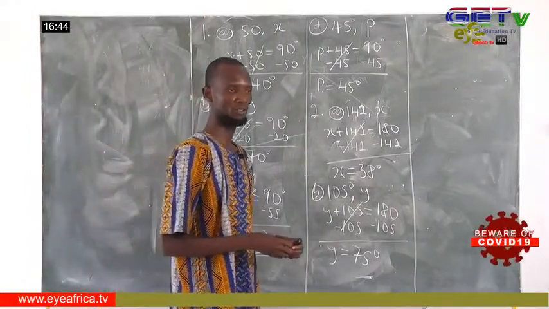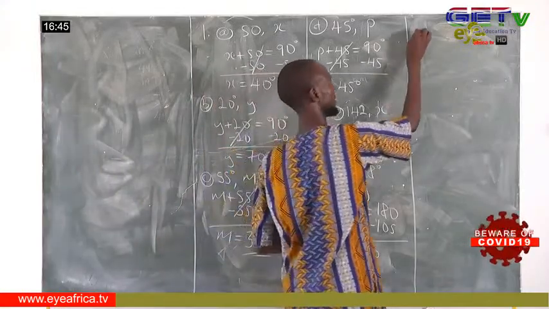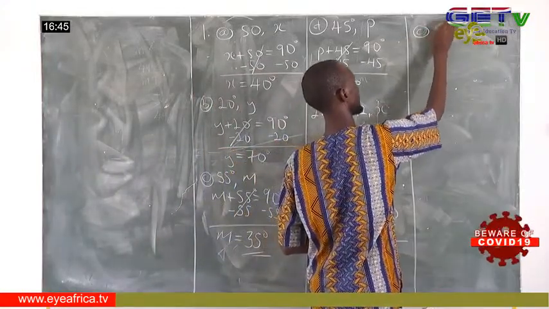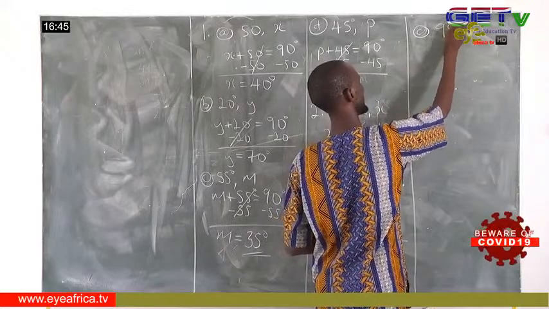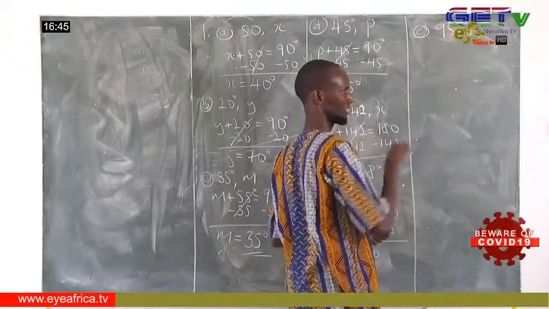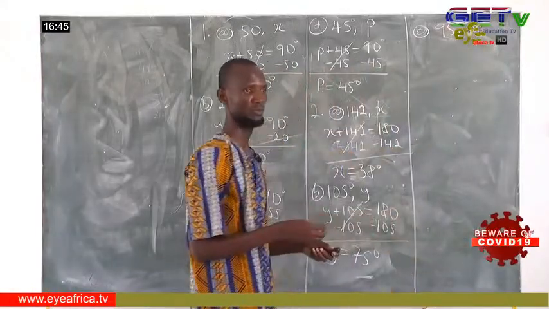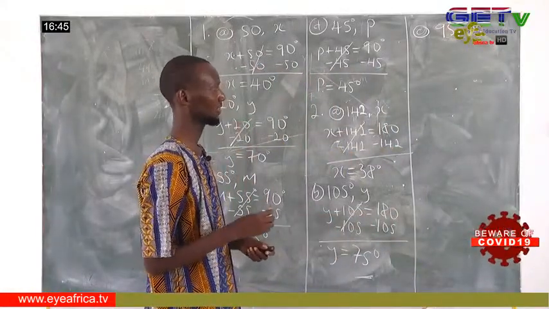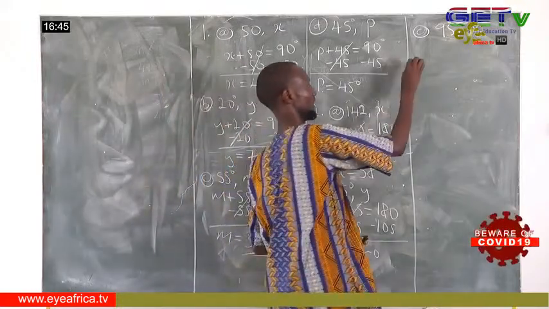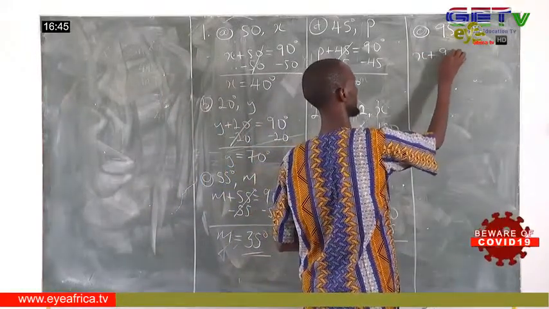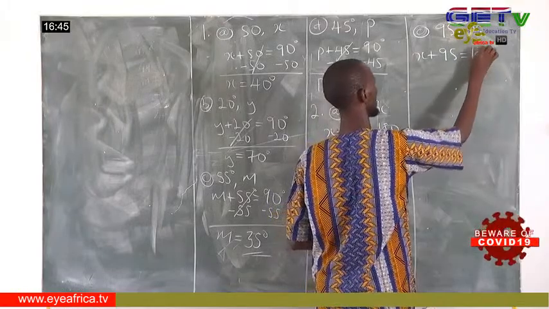And then finally, we go to C, and in C, you are given an angle of 95 degrees. The supplement is not given. Again, we can choose x to represent it if you want. And we know if you add the two of them, we should get 180 degrees. So that means x plus 95 is equal to 180 degrees.